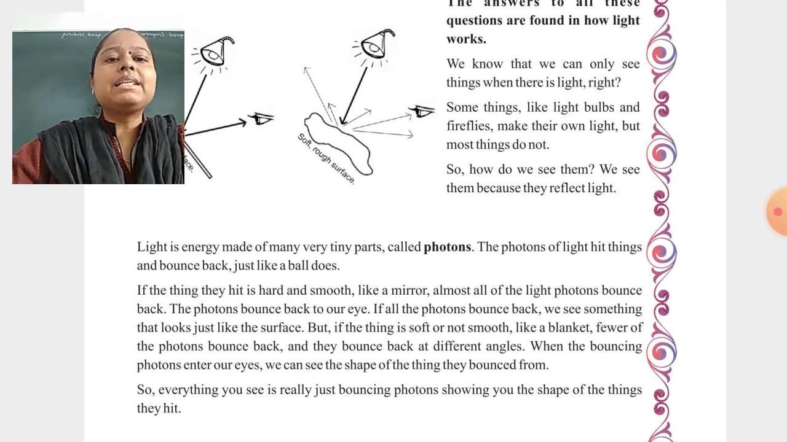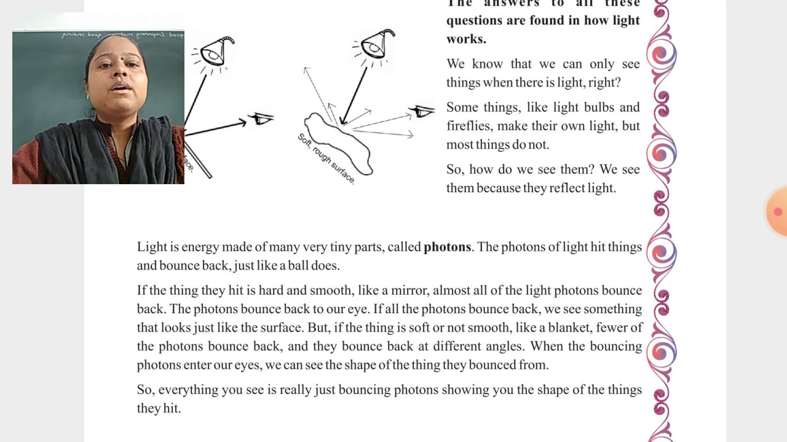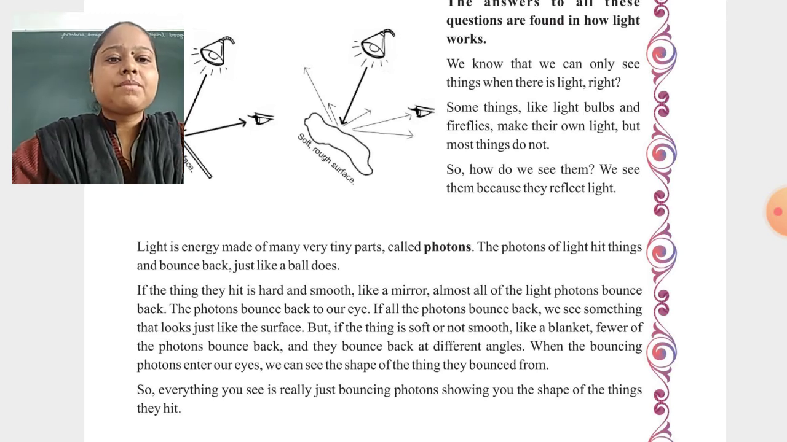So these photons, the tiny parts of light, hit the things. Suppose we see a table or a chair, so tiny parts of that light fall on the things, and they bounce back, meaning they reflect into our eyes, and we are able to see the things. Like a ball we throw at the wall, it bounces back and comes back. Like that, the light's tiny particles fall on the things and reflect into our eyes and we see the things.